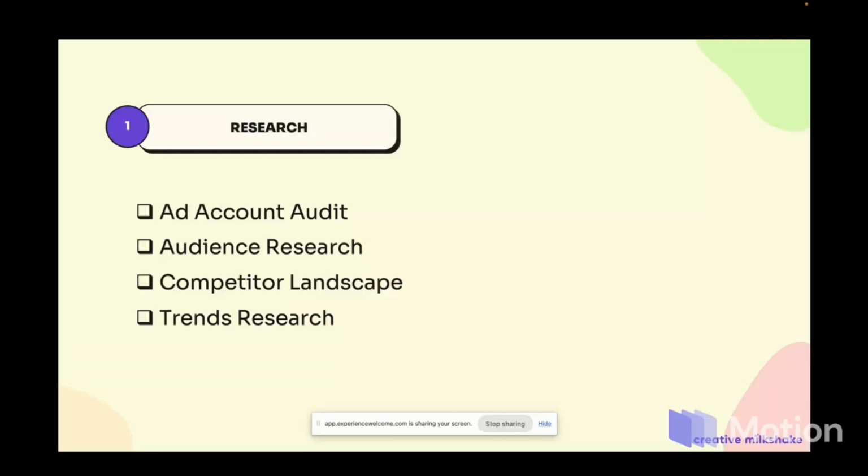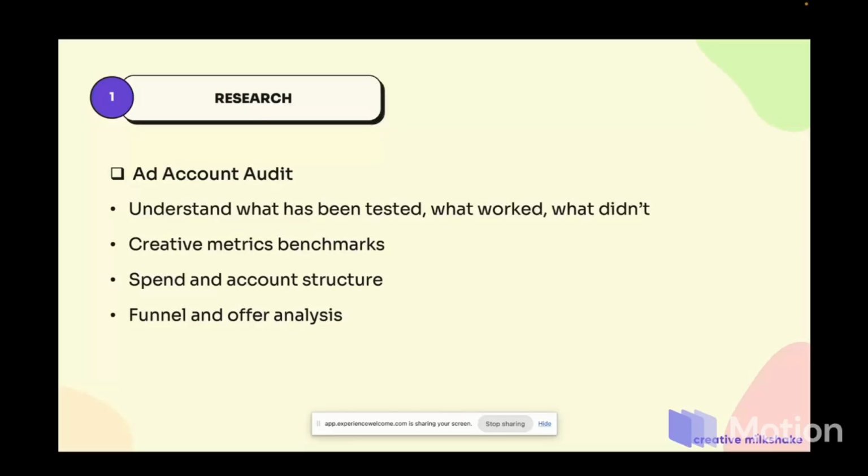I could spend so long talking about research because it's arguably the most important part of creative strategy. But I think these 4 parts of the research are the most important: the ad account audit, the audience research, competitive landscape, and trends research. Your ad account audit is key to understand what has been tested, what worked, what didn't, because you want to build upon what all that great budget has already done for the account.